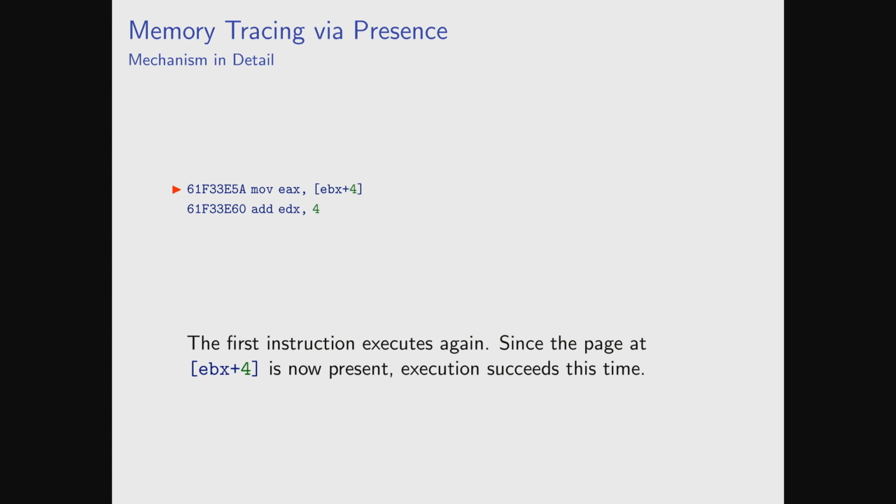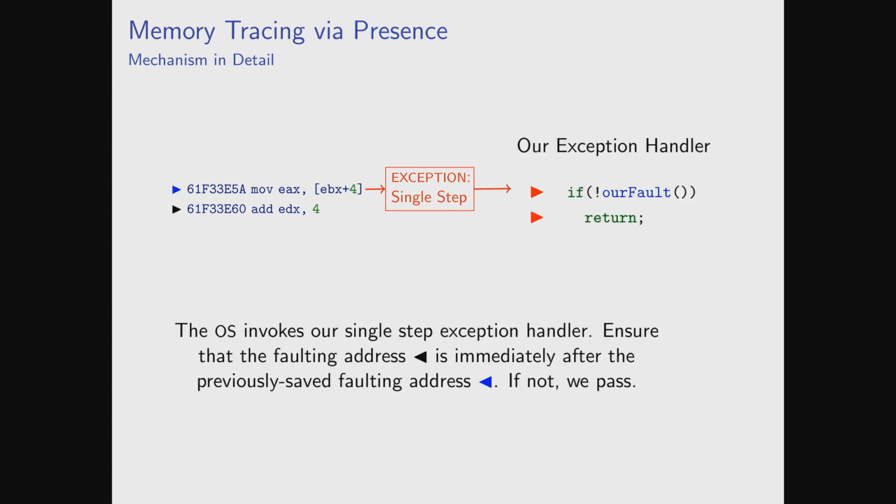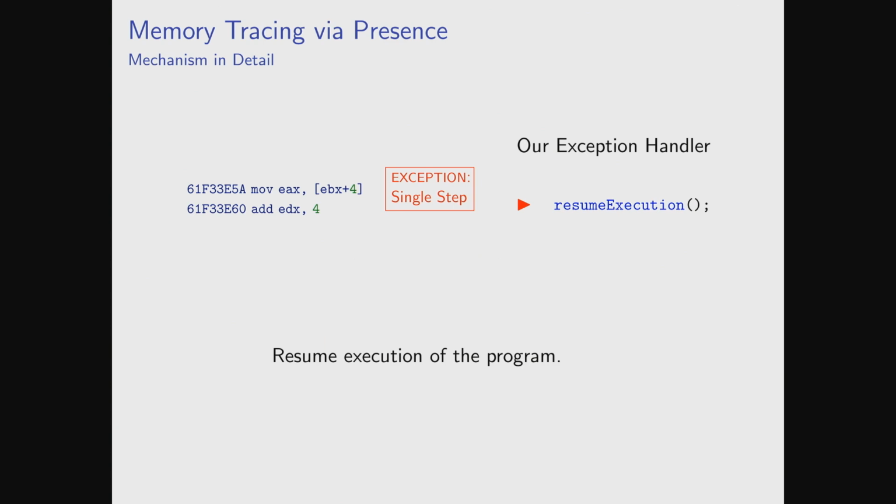Now we're back trying to execute the program again. The structure access succeeds this time because that memory is marked as present. But since we set the trap flag, now the subsequent instruction faults. So back in our exception handler, we see if this is a single step exception, is it a single step exception immediately after the last instruction that we saw, i.e. is this our fault? If not, pass it off to the next handler in the chain, otherwise process it. So now we make the page non-present again so that on subsequent accesses we'll catch them, and then just resume execution.